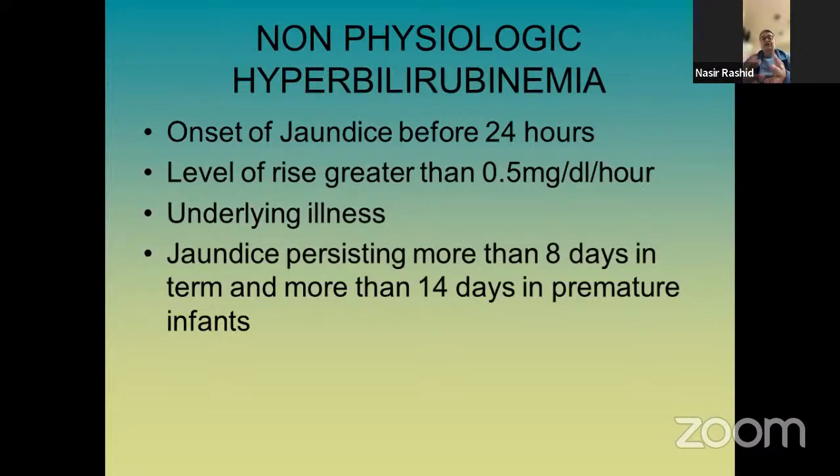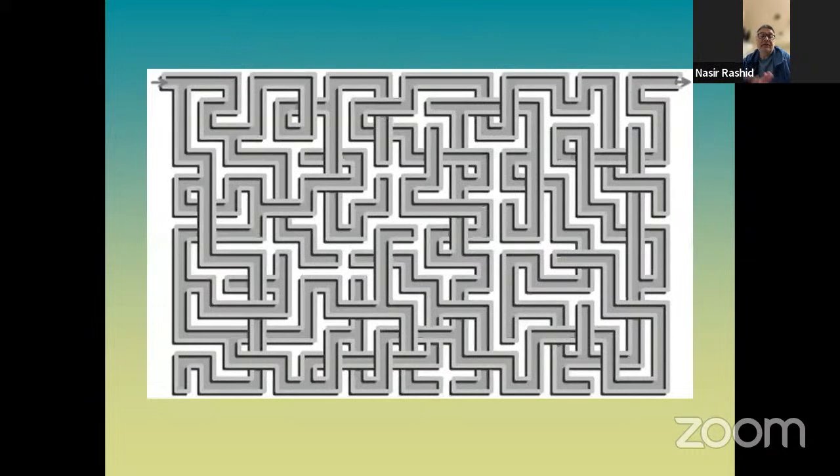And then non-physiological hyperbilirubinemia is also if jaundice is persisting more than 8 days in a term infant and more than 14 days in a preterm infant. So this is how we define non-physiological.